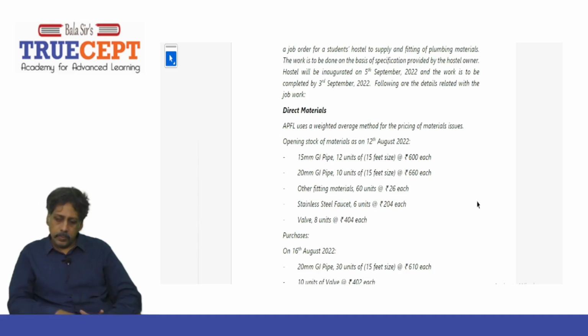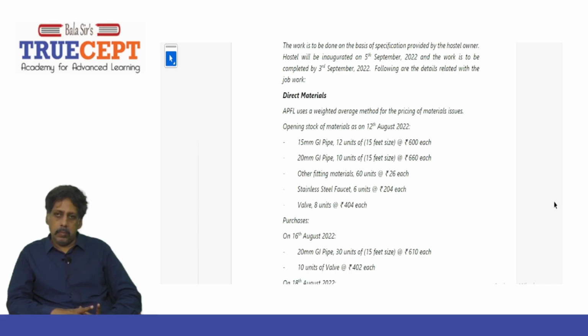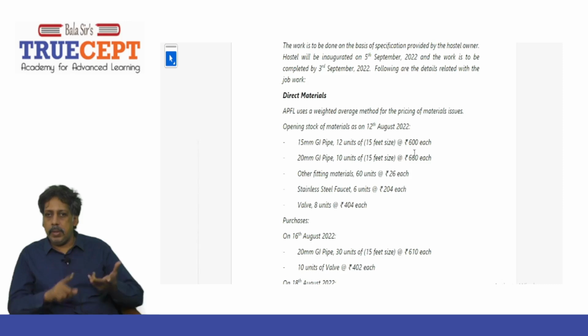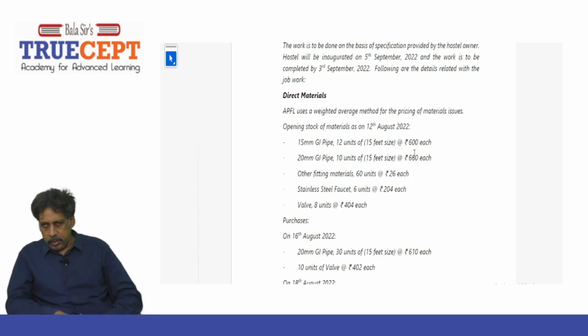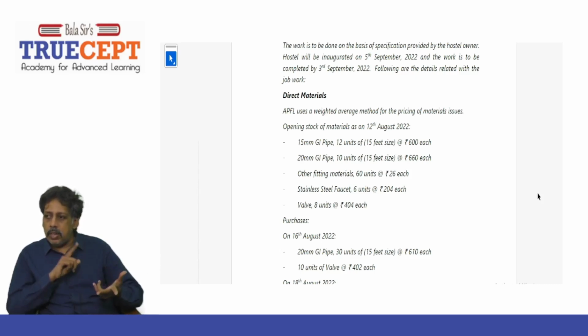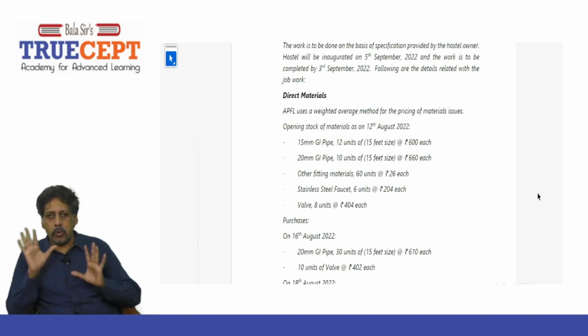Okay, next. Opening stock of material as on 12th August 2022 is given. 15 mm GI pipe, 12 units. The 15 mm stands for the millimeter, and GI stands for galvanized iron pipe. So, all those are not relevant. Focus on the numbers, not the name of the thing, okay? So, 12 units at rupees 600 each. There are 12 units of this particular pipe at rupees 600 per unit. That is what is there in the storeroom. Is that fine?